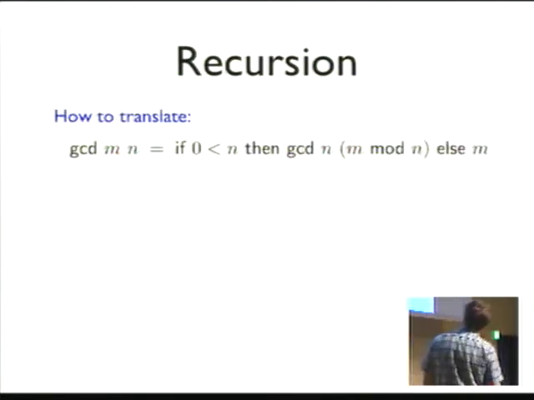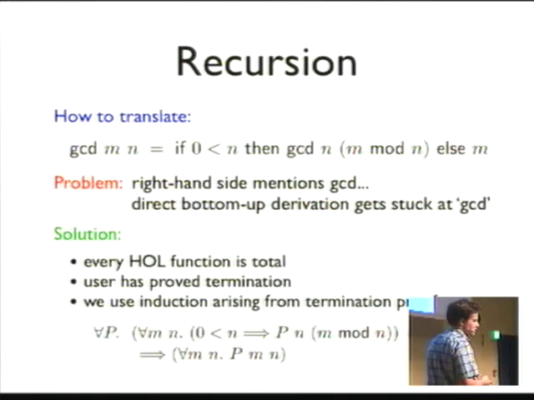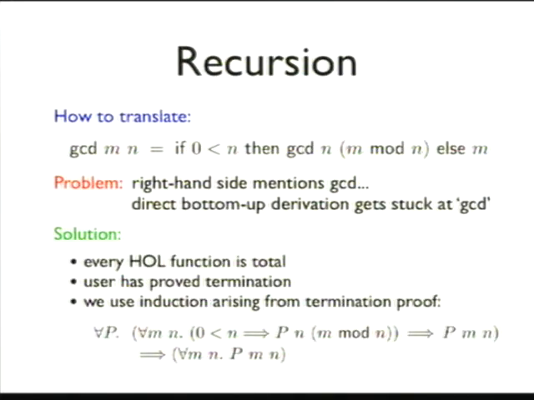So what about recursion? If we apply the same bottom-up approach to derive a mini-ML function for this, then we get into a problem because we don't know how to deal with this. We don't have any specification that fits. So the solution here is to note that every HOL function is total, and to admit a function you have to prove termination.